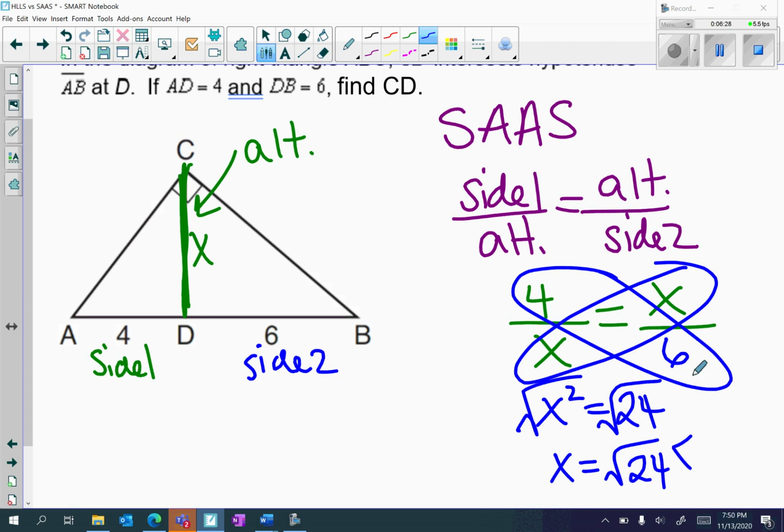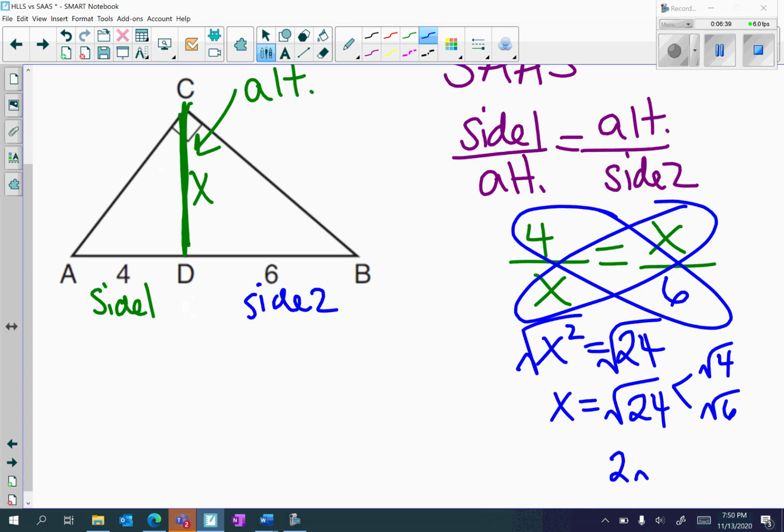Simplify this. What's the largest perfect square to go into radical 24? So that's radical 4 times radical 6. Radical 4 is 2. So the most simplified answer is 2 radical 6.